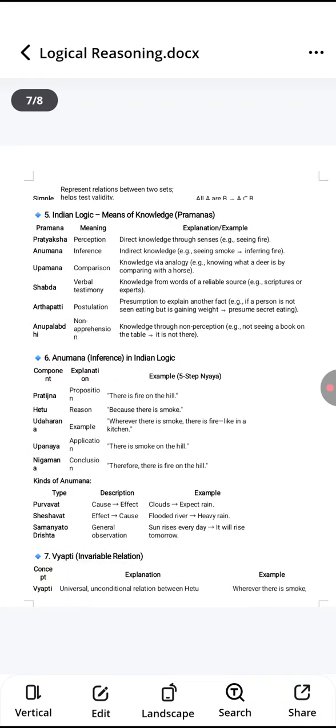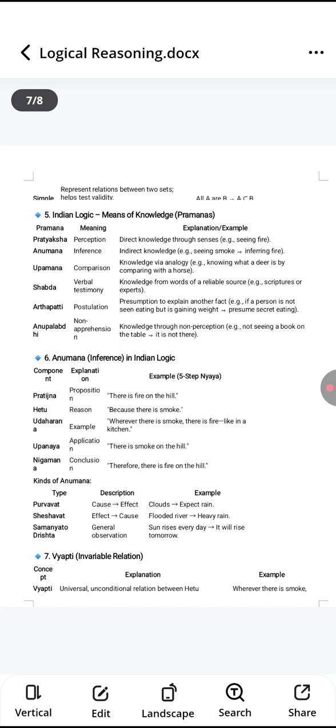First we have pratijna, which means proposition. For example, there is a fire on the hill. Next we have hetu, which is the reason: because there is smoke. Next we have udaharana, which means example: wherever there is smoke, there is fire, like in the kitchen. Next we have upanaya, which means application: there is smoke on the hill. Next we have nigamana, which means the conclusion: therefore there is a fire on the hill.